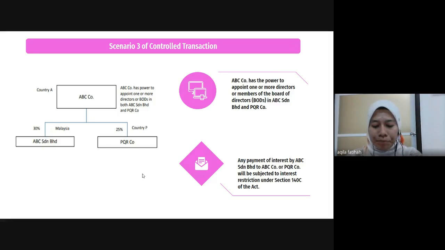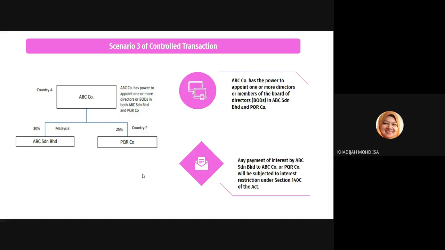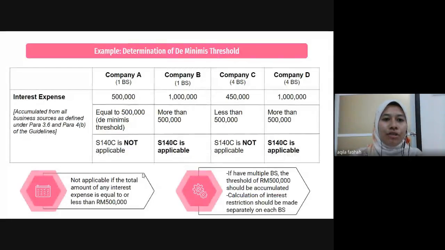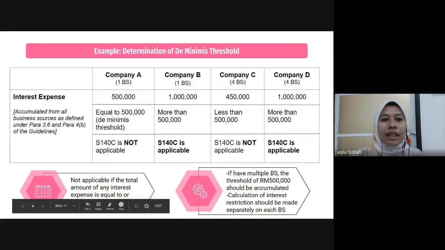That's why ABC fulfills the third criteria, that it has the power to appoint one or more directors and members of the board of directors in ABC Sdn Bhd and PQR company. That's why any payment of interest by ABC Sdn Bhd to ABC company or PQR company will be subjected to interest restriction under section 14C of the Act. Very good. So this criteria will help the company to determine whether the transaction is a control transaction or not.